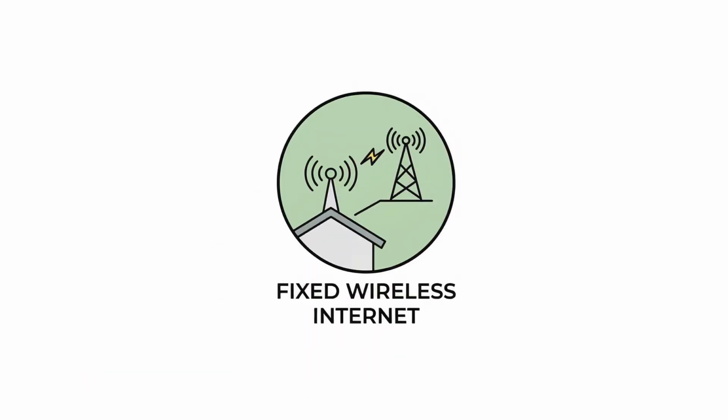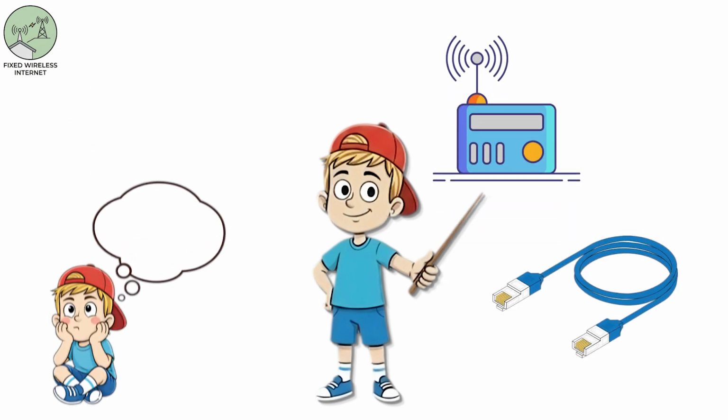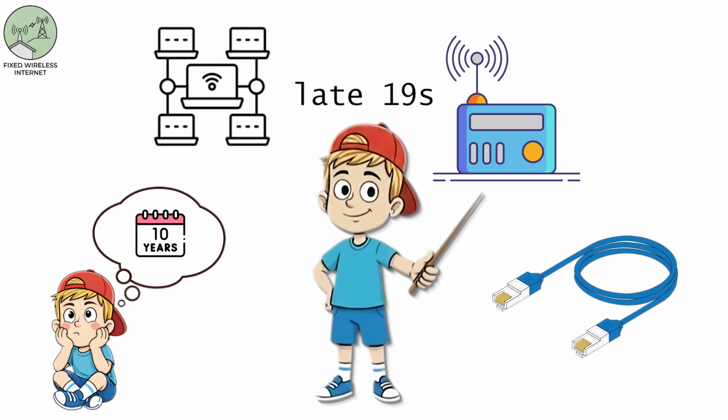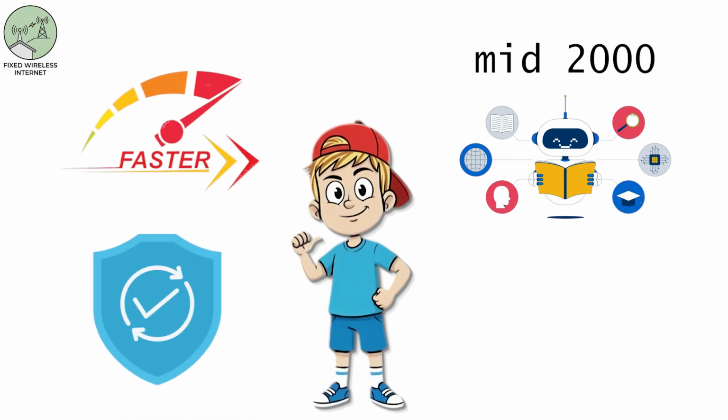Fixed wireless internet uses focused radio signals instead of cables. The idea existed for decades but became practical in the late 90s through wireless local loop systems. As technology improved through the mid-2000s, it became faster and more reliable.